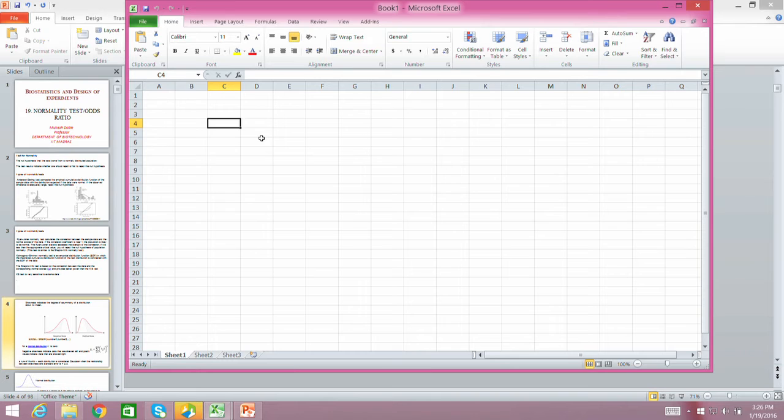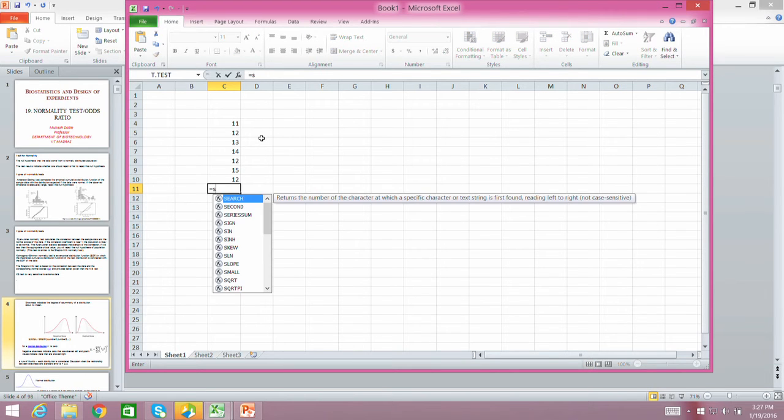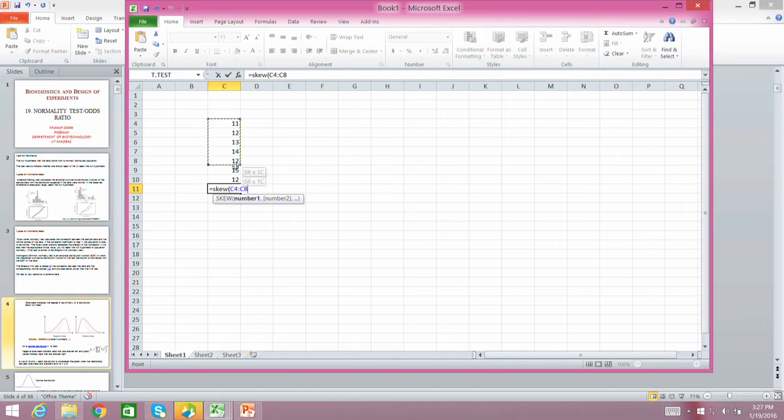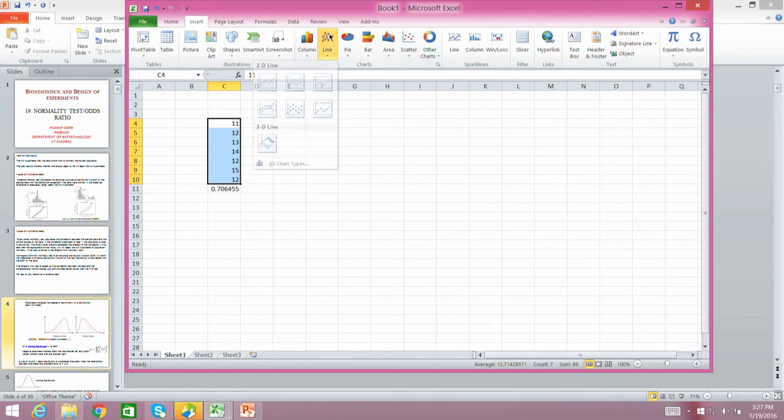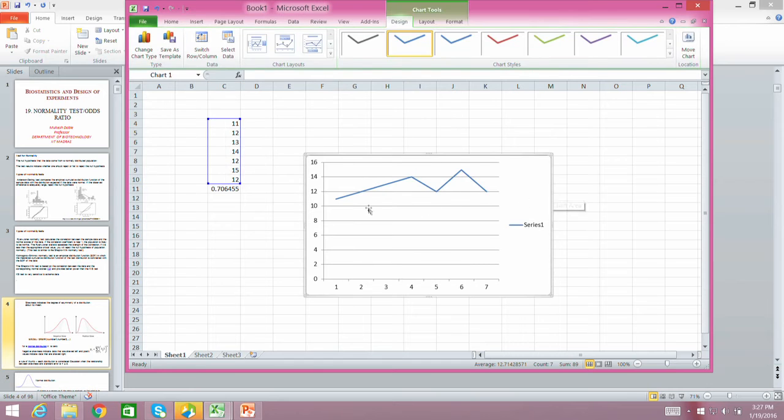So, I have some data. So I do a SKEW, skewness is an indication, 0.7065. So it's plotting something like this.